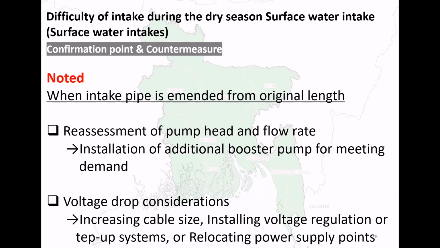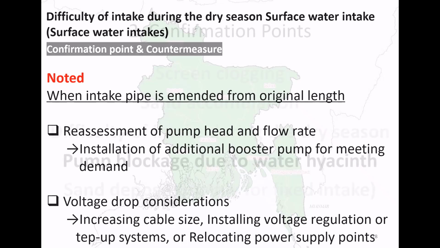Second, voltage drop shall be considered. Extension of electrical transmission lines leads to increased voltage drop. This may result in insufficient operating voltage at the pump motor terminals. Necessary countermeasures should therefore be implemented, such as increasing cable size, installing voltage regulation or step-up systems, or relocating power supply points to ensure stable pump operation under extended transmission conditions.